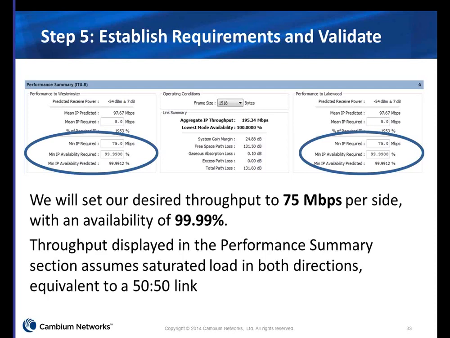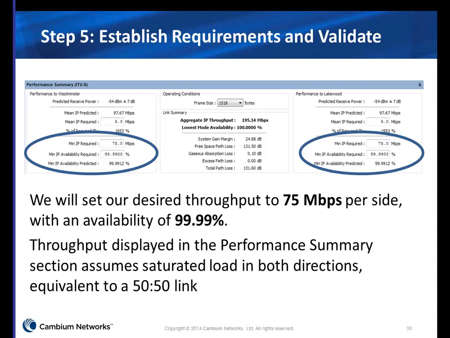We were also looking for 4 nines availability, so we've set 99.99% in the minimum IP availability required. As we can see, we're actually achieving 99.9912%, so this has worked out well for us, and at the moment we can support this link and the requirements that we were looking for.